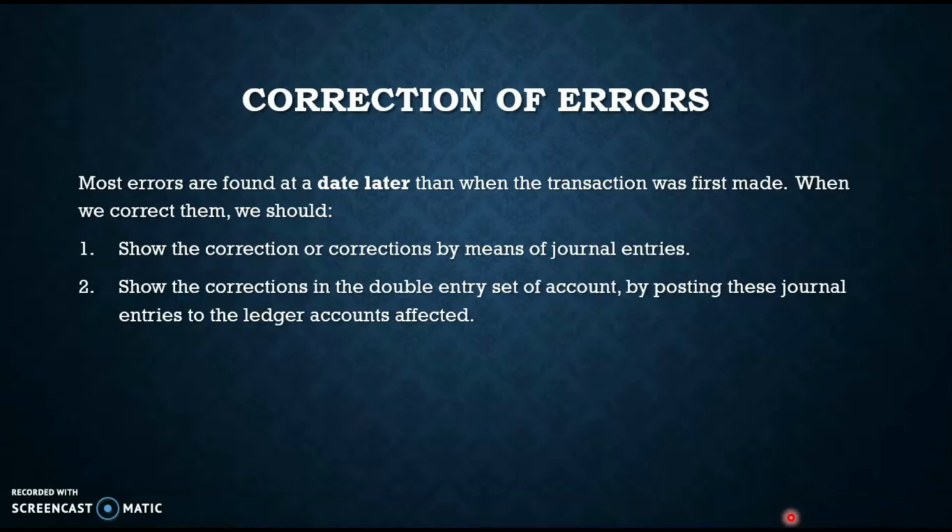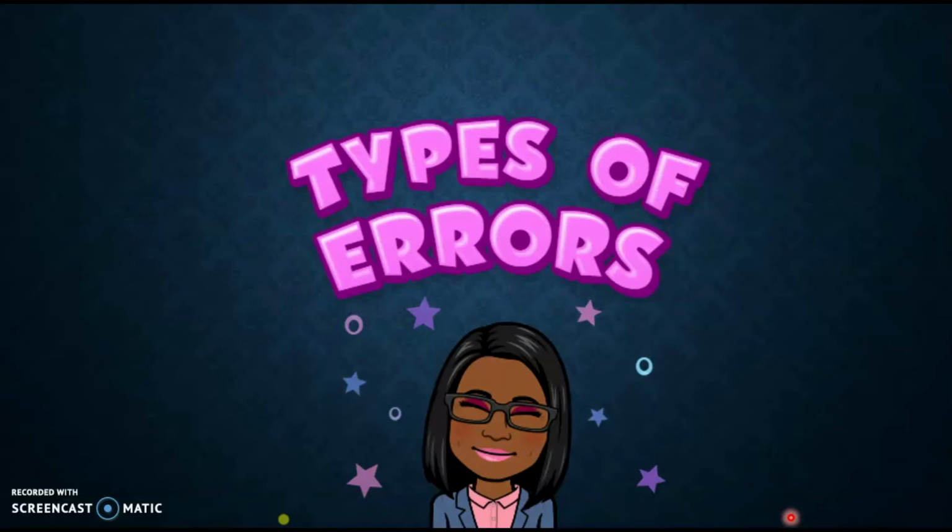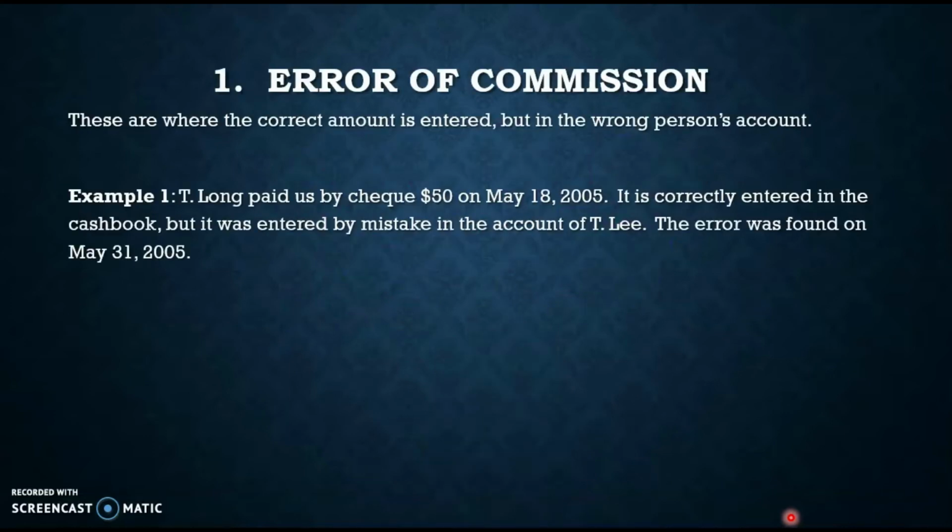So I'm going to do the journal, and once the journal entry is made, we're then going to post it to the different accounts that are affected. So let's start looking at the errors. The first error that we have is the error of commission. What do we mean by that? These are errors where the correct amount is entered, but in the wrong person's account.